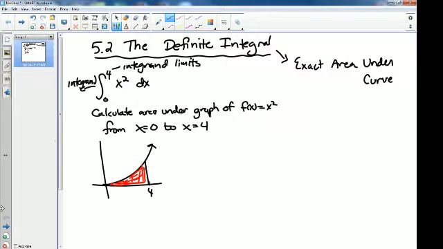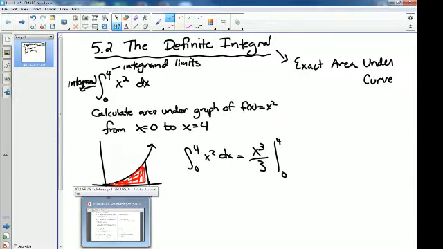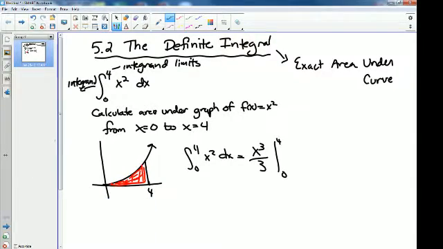You know how to calculate the antiderivative, right? I heard a plus C. This is where we get rid of those. Okay, so you have calculated the antiderivative.